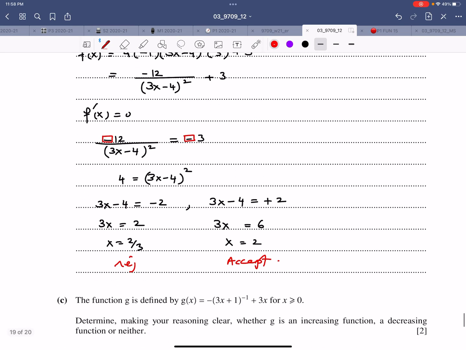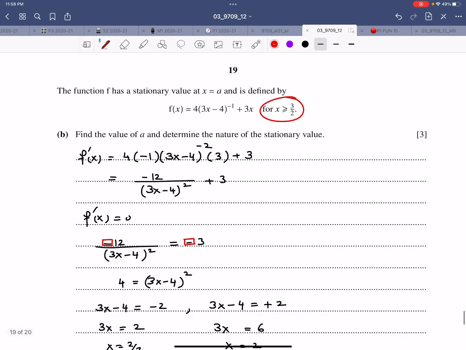And determine the nature. Now when they are asking us the nature, differentiate one more time, f double prime x. That is minus 12 and then minus 2 and then 3x minus 4, and the power becomes minus 3 because the power reduces, and don't forget to multiply by 3, and derivative of 3 is 0. So 12 into 6 is 72 positive over 3x minus 4, the whole thing cubed.